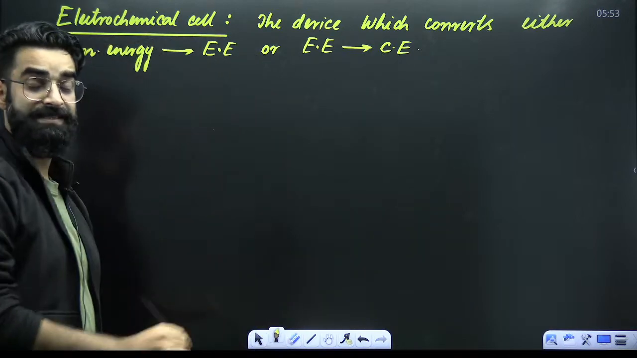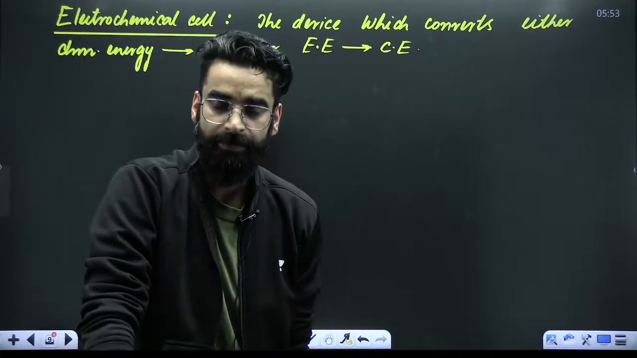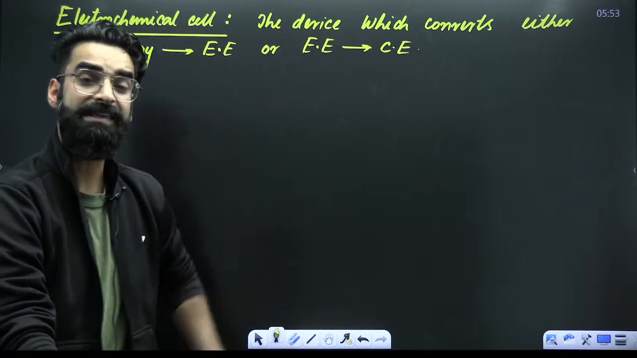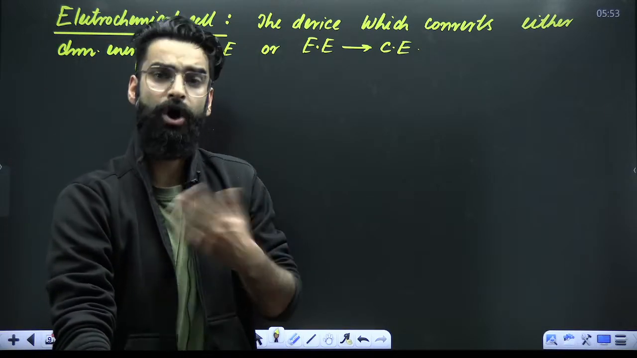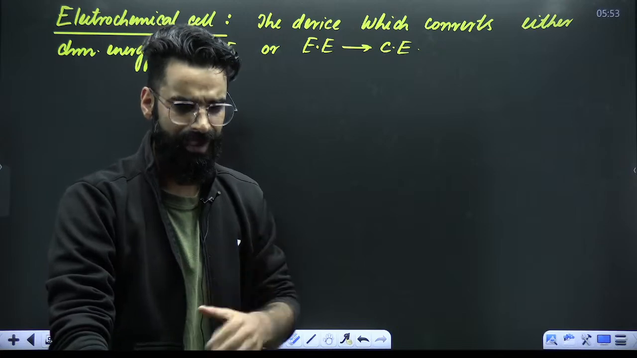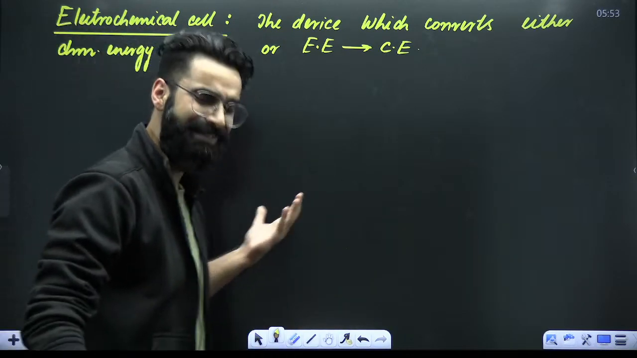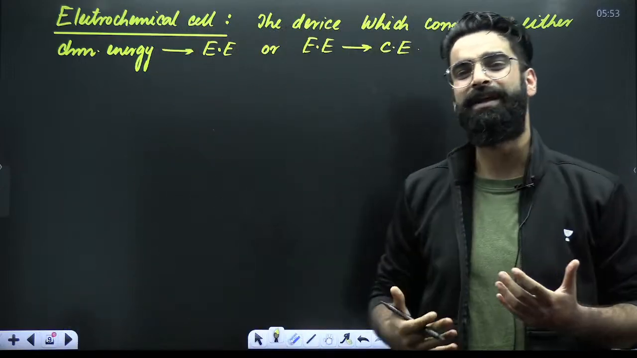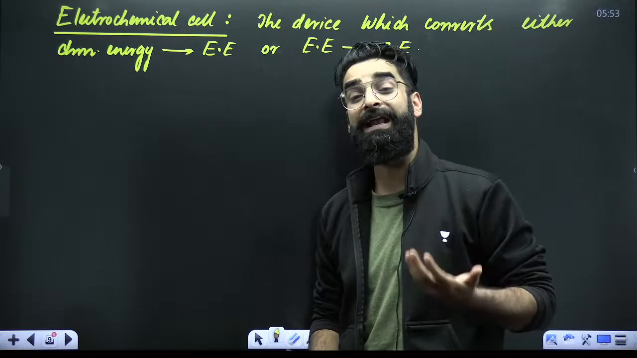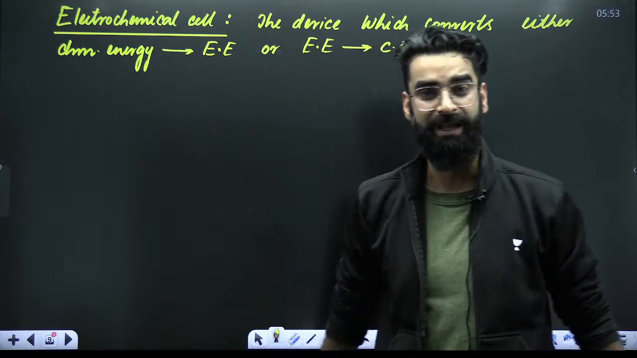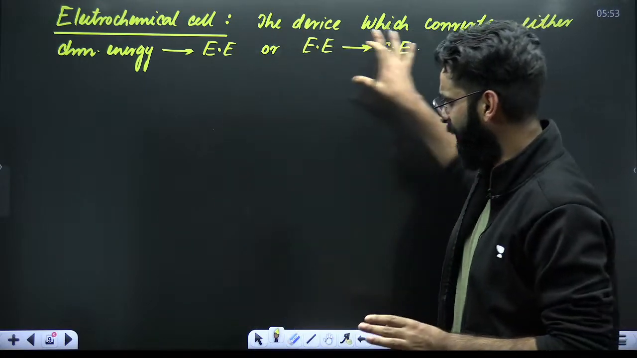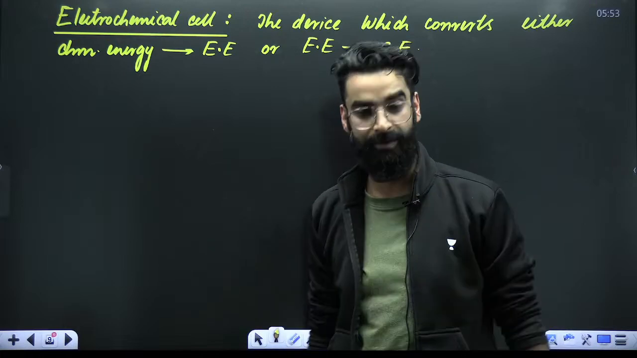So electrochemical cell, it is basically a device which is going to convert either chemical energy into electrical or electrical into chemical. How exactly? I'll let you know in some time. How exactly is this going to happen? How chemical energy is going to get converted into electrical energy? How electrical energy will be converting into chemical energy? That's something which we shall be discussing in detail in this particular chapter.